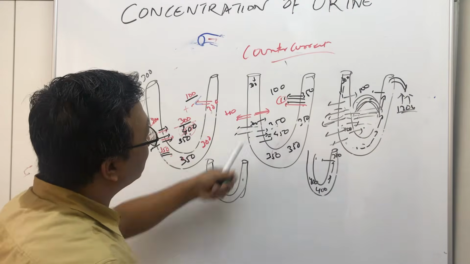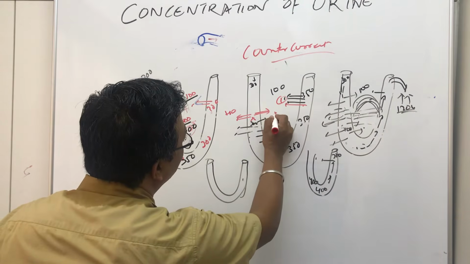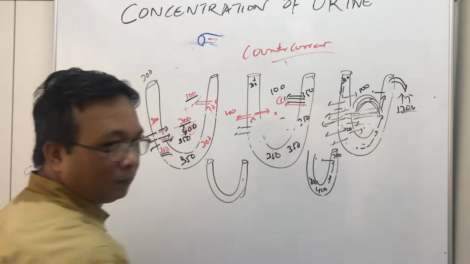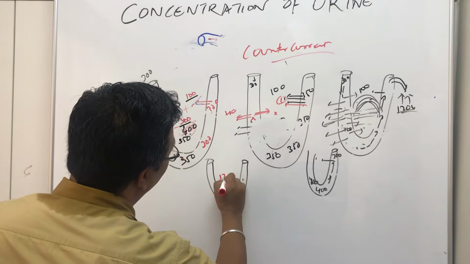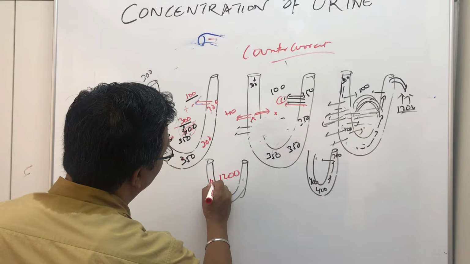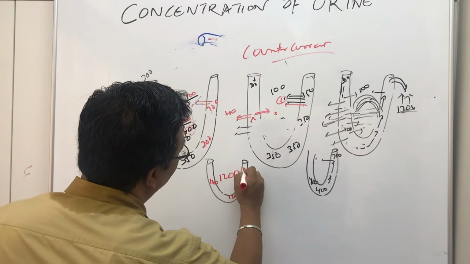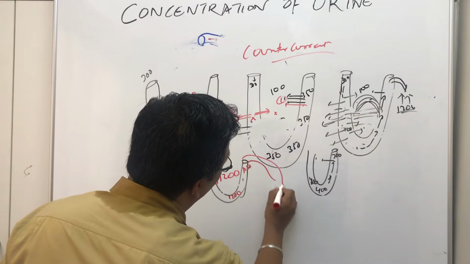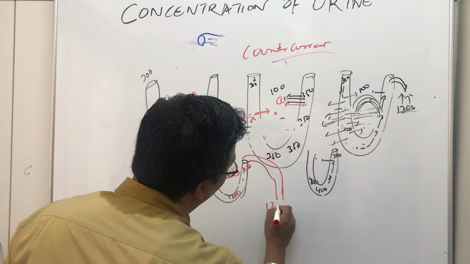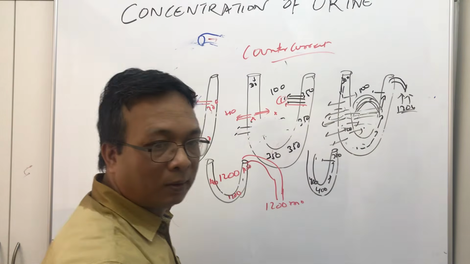It will lose water till this portion and this portion becomes equilibrium. Okay, and it will go on, and finally what will happen? The final result will be 1200, 1200, 1200, 1200. So you can imagine this fluid, the urine that will come out of this collecting duct, is 1200 milliosmoles.